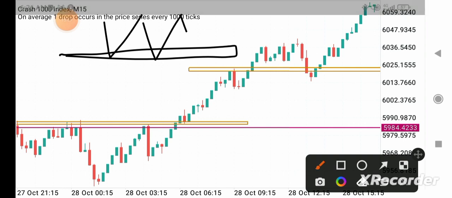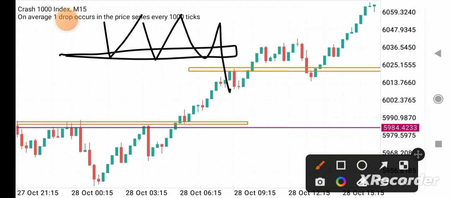But the next time it came, it spiked and stopped somewhere here, giving you a pin bar. Then you sell. So that's how it works, guys. Support and resistance. It works so well, guys.